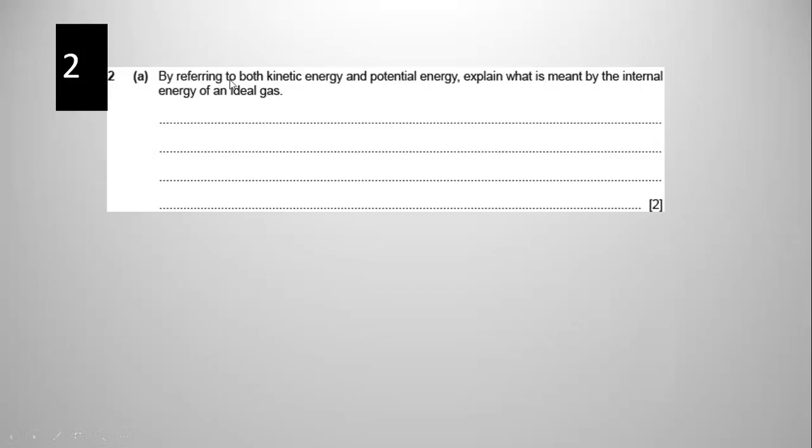By referring to both kinetic energy and potential energy, explain what is meant by internal energy of an ideal gas. Okay, you want to try? If you can, without looking. If you cannot, then look at your answer, just to help you memorize. That's all. Both kinetic energy and potential energy. Right? Internal energy is the sum of kinetic energy and potential energy.